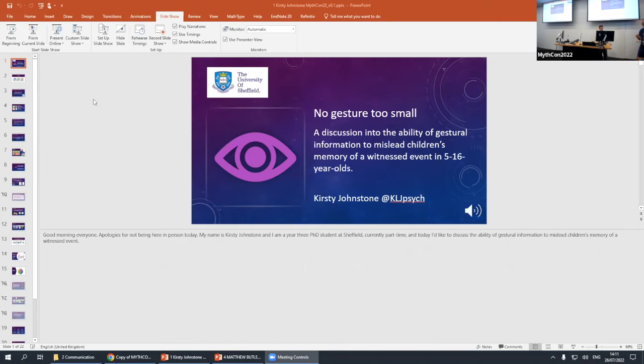So our first talk is by KIRSTY JOHNSTONE from the University of Sheffield, and Kath is going to make the magic happen, aren't you? We're hoping. Let's give us a try.